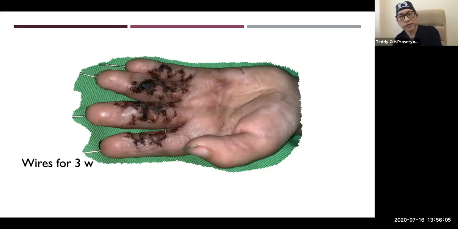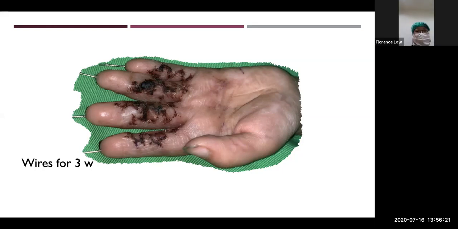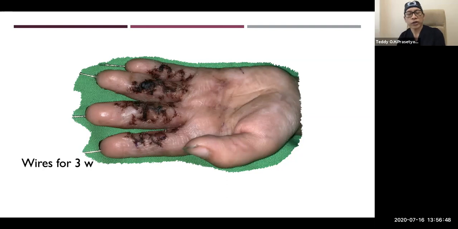Florence, you see the word in the slide, the wires are kept for 3 weeks. So how long would you give the patient antibiotics? In my opinion, we can give it maybe until around 4 weeks. So after the wire is released, we can give 1 more week to prevent any signs of infection after the release procedure. But that is my opinion. Okay, thank you. What year are you in now? I'm still in first year, doctor. First year, good. Okay, thank you.